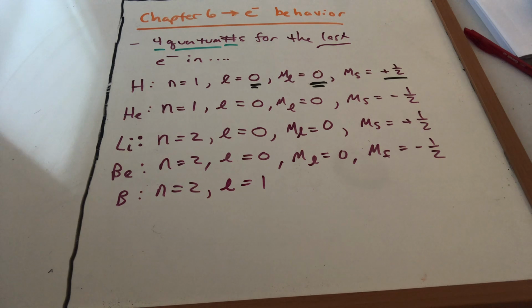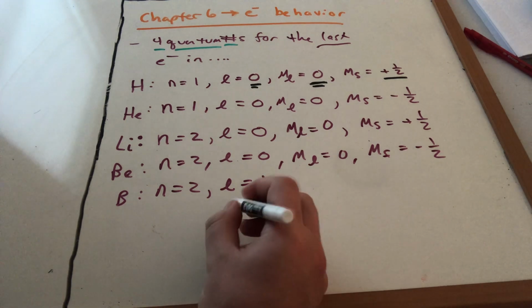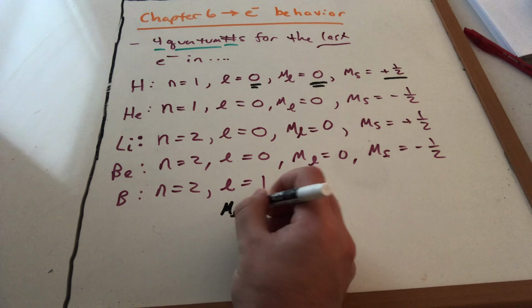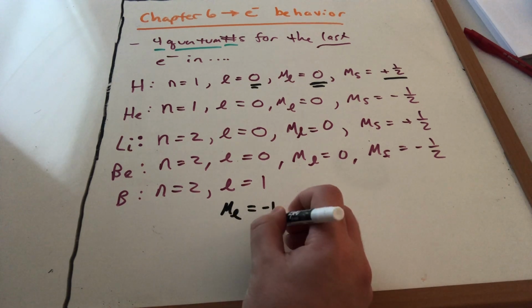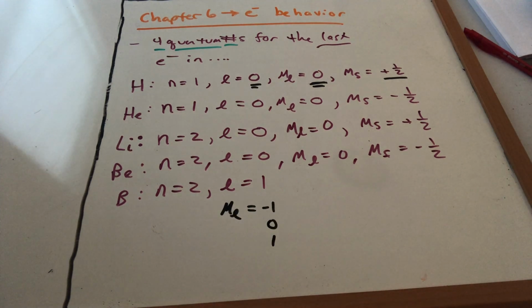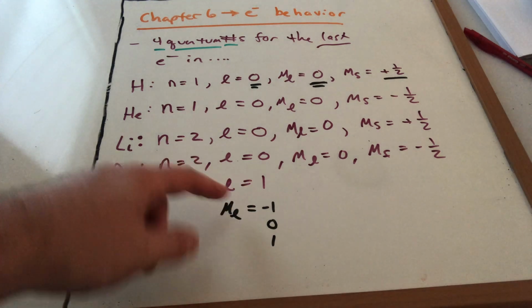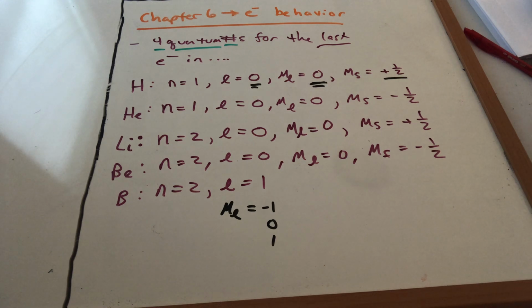Remember, L equals 1 translates to a P. Remember, P's show up as a set. And how do I know that? Because if I use my quantum number rules from last time, I know when L equals 1, M sub L could be -1, 0, or 1. It shows up as a set. So there's 3 different orbitals because each M sub L is a different orientation of that shape. And remember, there are 3 P shapes. They show up as a set of 3.